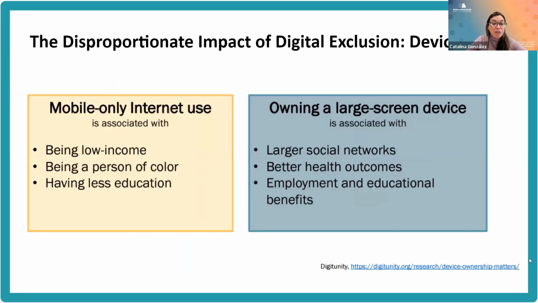So mobile-only use tends to reach populations with lower education and lower income. And we also know that the combination of both computers and mobiles is what leads to a more diverse type of internet use. So if a person has phones and also big screen devices, then they are more active in the online space. So it's important to take that into consideration.